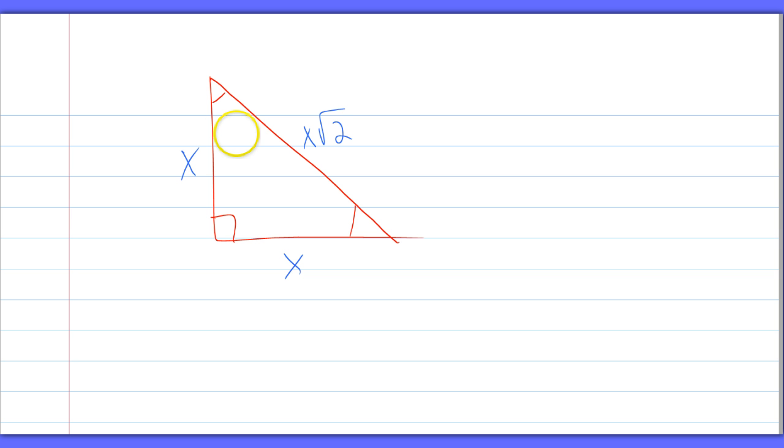The key principle for us here is, if we're going from either of the legs to the hypotenuse, we're getting bigger, so we're multiplying by root 2. Whereas if we go from the hypotenuse to one of the legs, we're getting smaller, so we divide by root 2 to get to those legs.